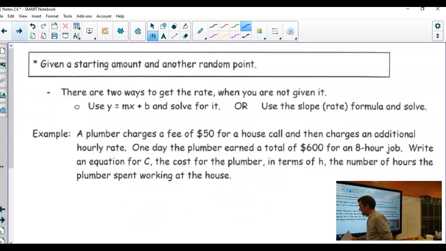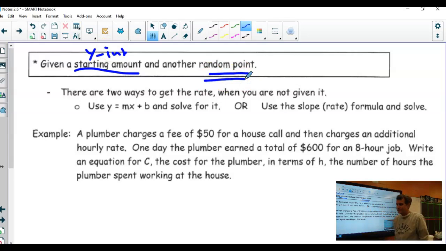All right, last example. Giving a starting amount and another random point. So in this story problem, you're not going to be given the rate. You are going to be given the starting amount. So, of course, that's the y-intercept. And you're going to be given a random point. What do we do with that to find the rate?